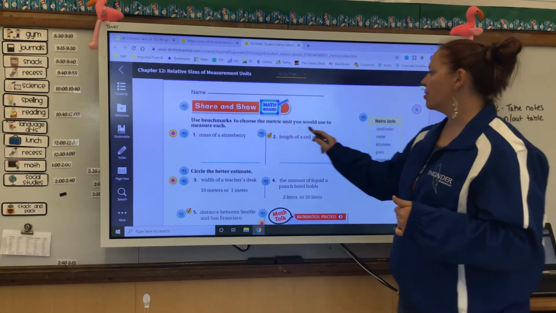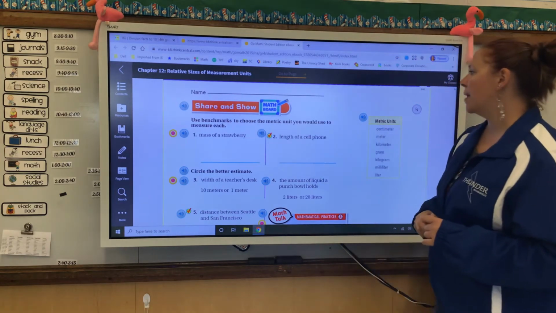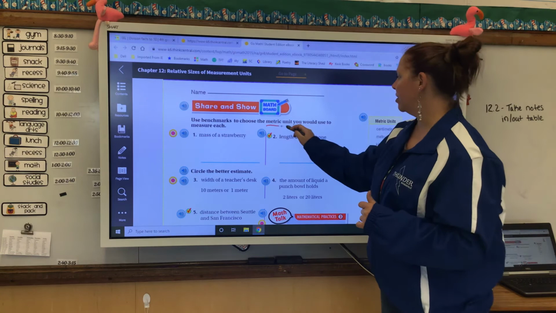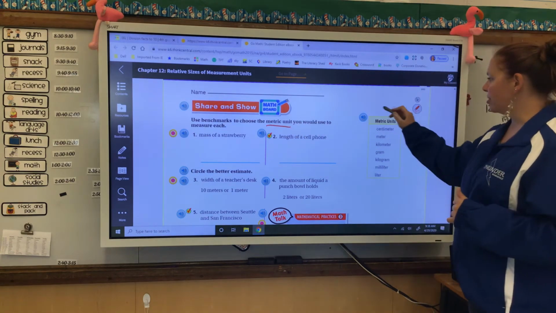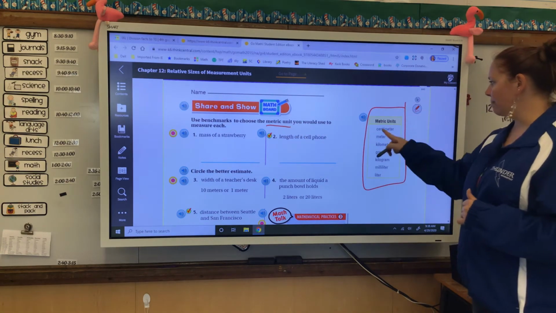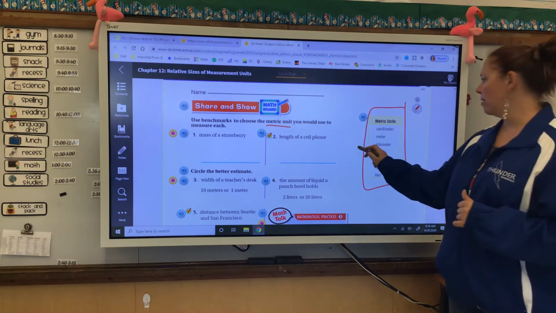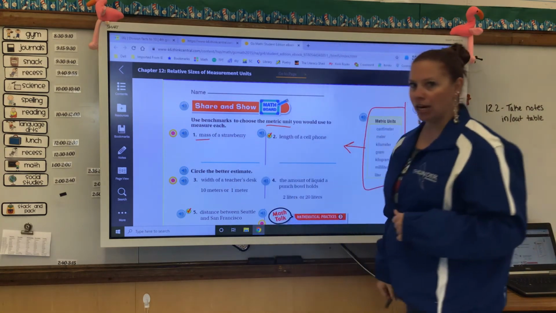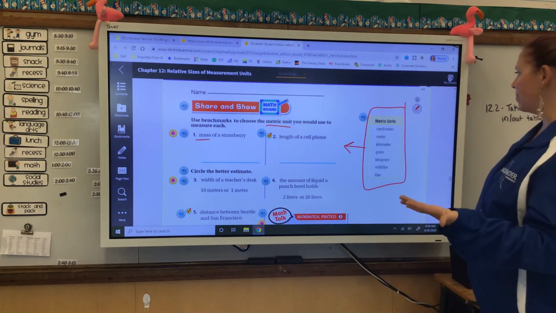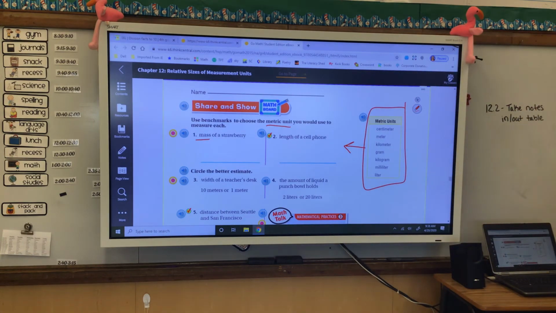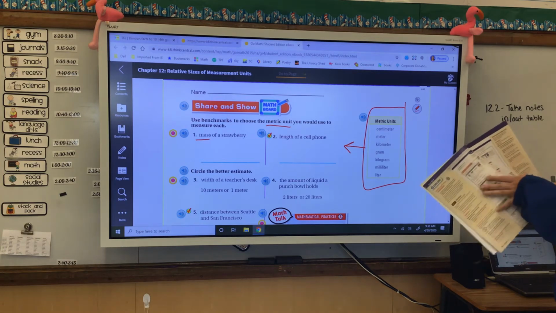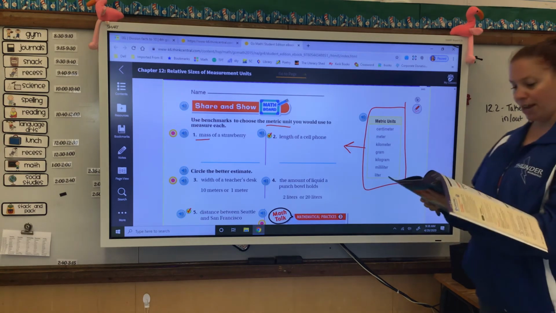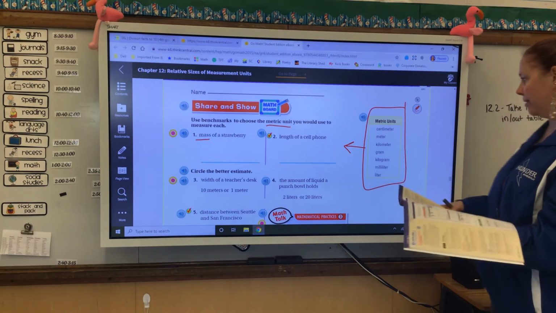All right, so you're going to use the benchmarks to choose the metric unit you would use to measure. So here's the metric units. They put them over here for you, okay? So they want the mass of a strawberry. So go back to where it had the metric mass, and that was page 642. It says metric units of mass. It's the gram and the kilogram, okay?